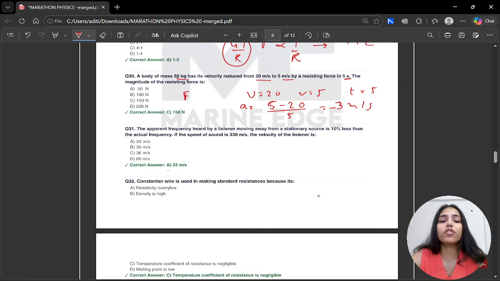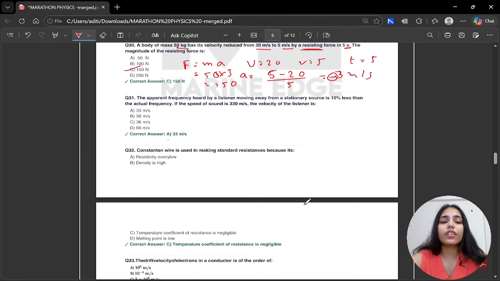So, what is the force? Force is equal to mass into acceleration. That is 50 into 3. So, 50 into 3 will give you 150. Now, here we are not taking the negative sign because it is already mentioned that it is a resisting force. So, we already know it is a negative sign, so instead we have taken it as just 3. Okay. And the force is 150 newtons.